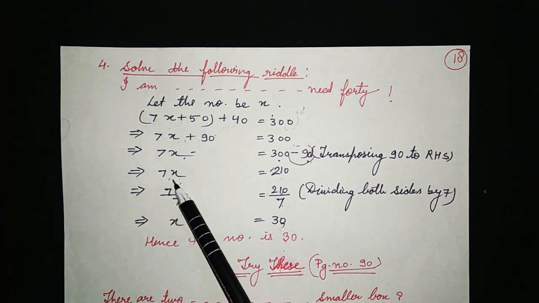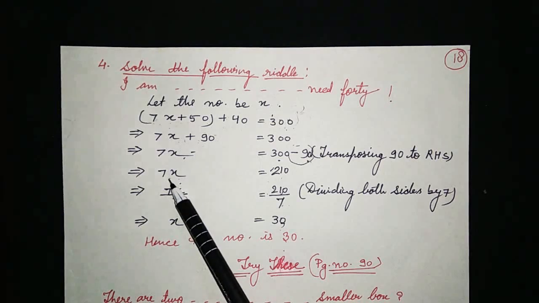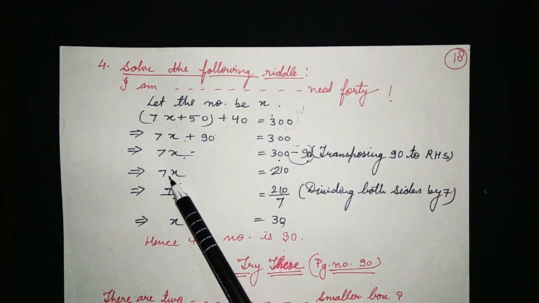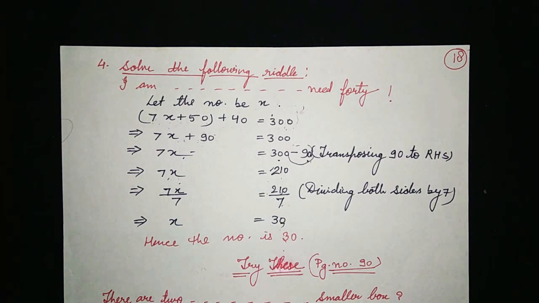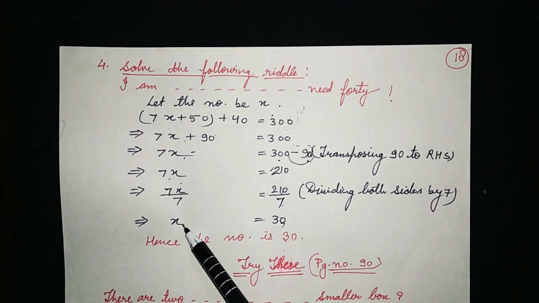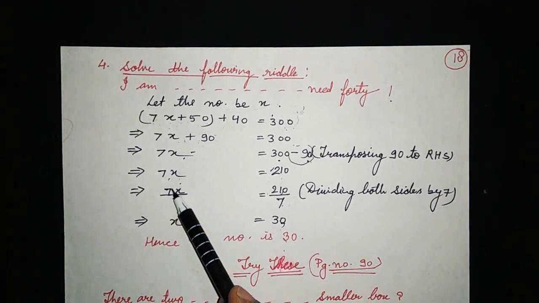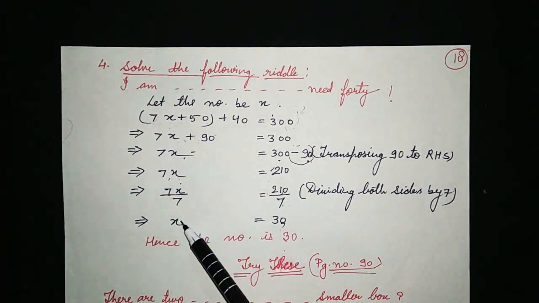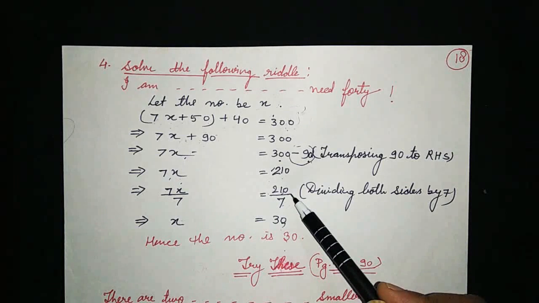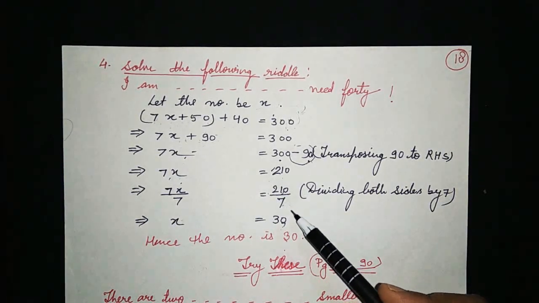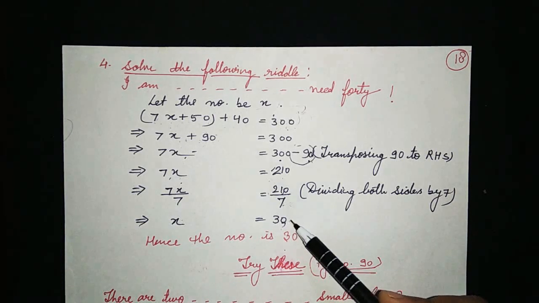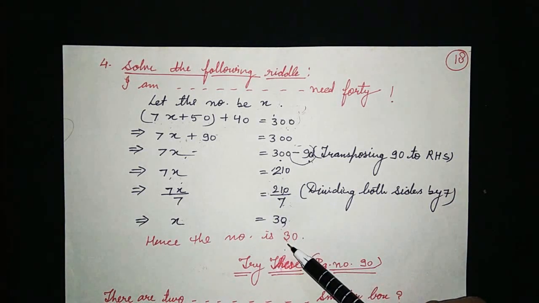Now in this step we will separate the variable, and this 7 is in multiplication. So both the sides we will divide by 7, and on the left hand side we will get x only, because 7 1 is 7, 7 1 is 7, 1 into x, x will come, and when we divide 210 by 7 we get 30. Hence the required number is 30.